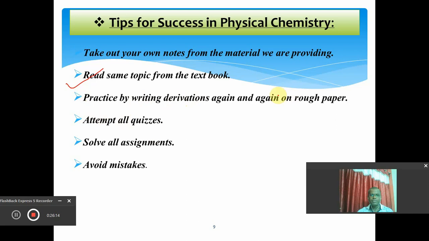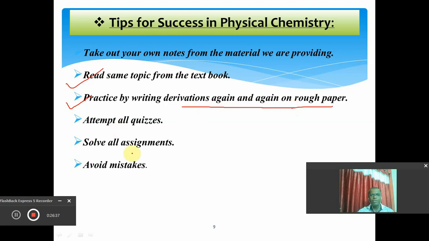Again, you have to practice by writing. When there are some derivations of the mathematical part, I would like to request you to practice it by writing again and again on rough paper. It is very important in case of chemistry, either in organic chemistry or physical chemistry. You have to practice again and again.